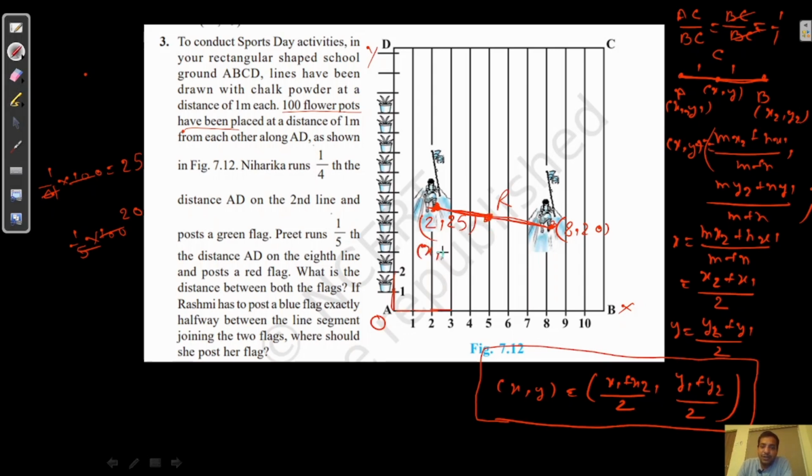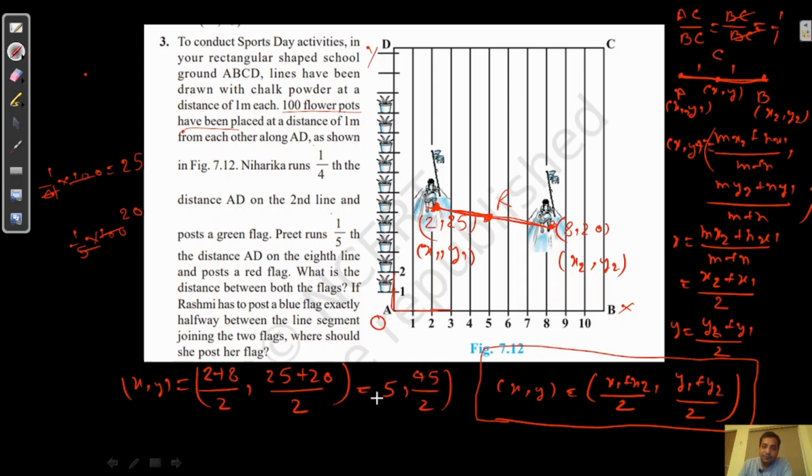Okay, so let us apply the formula for midpoint here. Considering this point as x1 comma y1, this point as x2 comma y2. Look here, we are applying the formula for midpoint. So I am solving it directly, I am not writing the formula one more time. Just tell me the value of x1. It is 2 plus the value of x2, it is 8, by 2, comma y1, it is 25, y2, it is 20, by 2. Let us solve. 8 plus 2, 10, 10 by 2, it is 5. 25 plus 20, it will be 45 by 2.